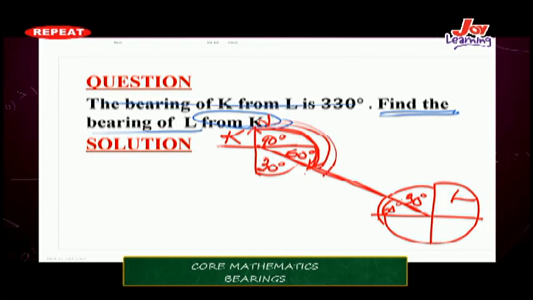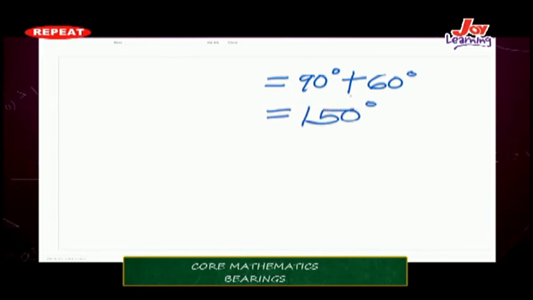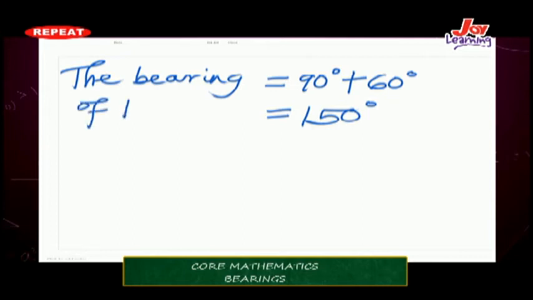So let's go to the next page. I'm going to write 90 plus 60. 90 plus 60, and the answer is what? 150. And that is the bearing of what? The bearing of L, but from K. Yes, that is back bearing. Okay. Very good.